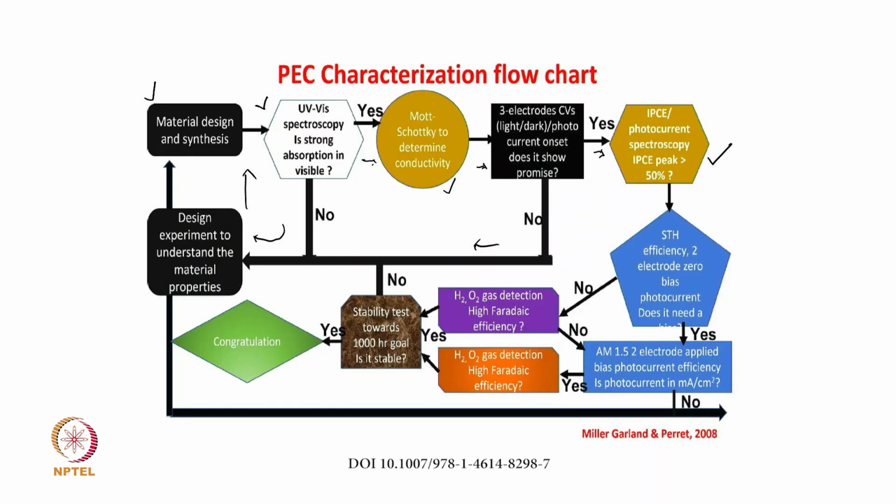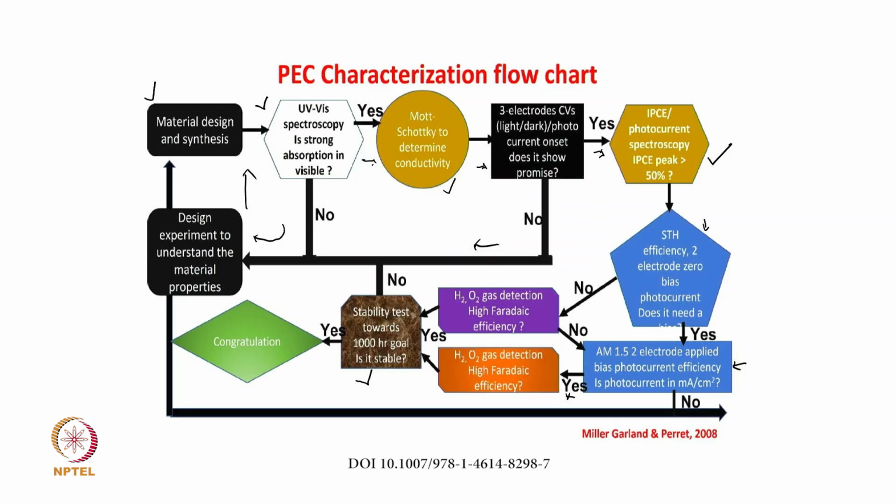So now suppose it is yes, then we have to measure the STH efficiency, as I mentioned, the solar to hydrogen conversion efficiency. If it is yes, okay, now we have to check the efficiency when it is used as an electrode for a particular radiation, say AM 1.5. Okay. So this is all right. If it is yes, then we go to this path. We also check the H2O2 production in the PEC cell, and if it is yes, then finally we do a stability test. All right.